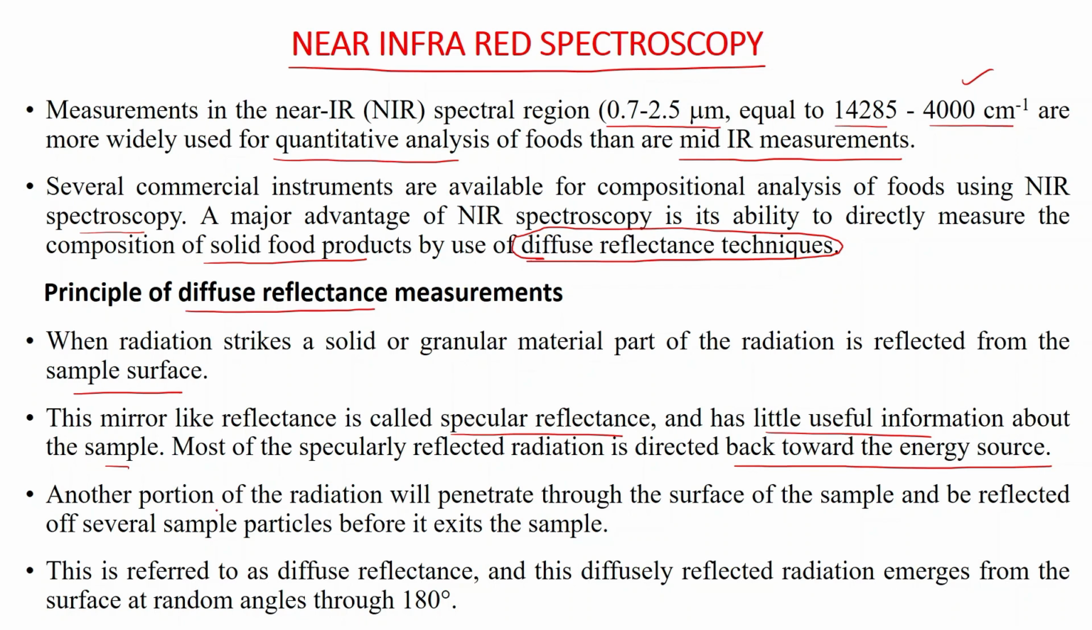But another portion of radiation will penetrate through the surface of the sample and be reflected off several sample particles before it exits the sample, and thus carries useful information. This is referred to as diffuse reflectance, and the diffusely reflected radiation emerges from the surface at random angles through 180 degrees. So it will be reflecting at random angles up to 180 degrees, and that will have the useful information. We will have the spectra from that.